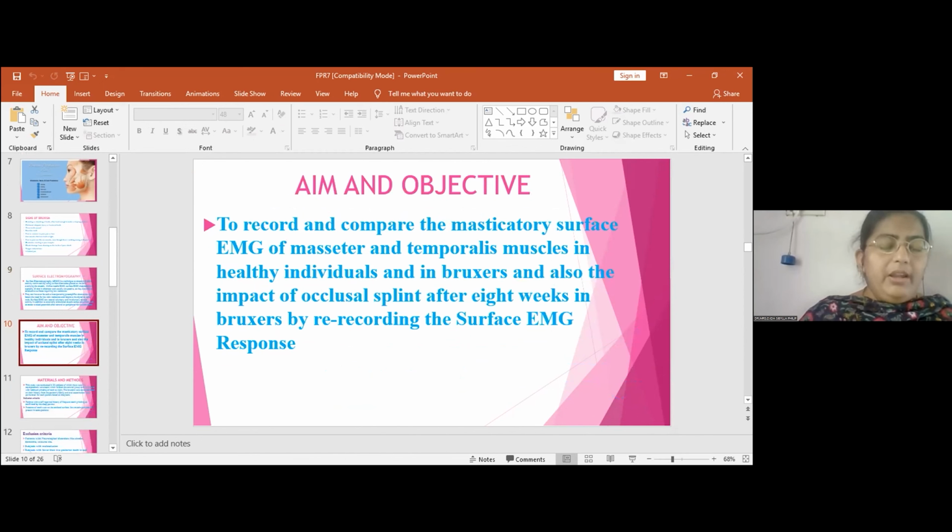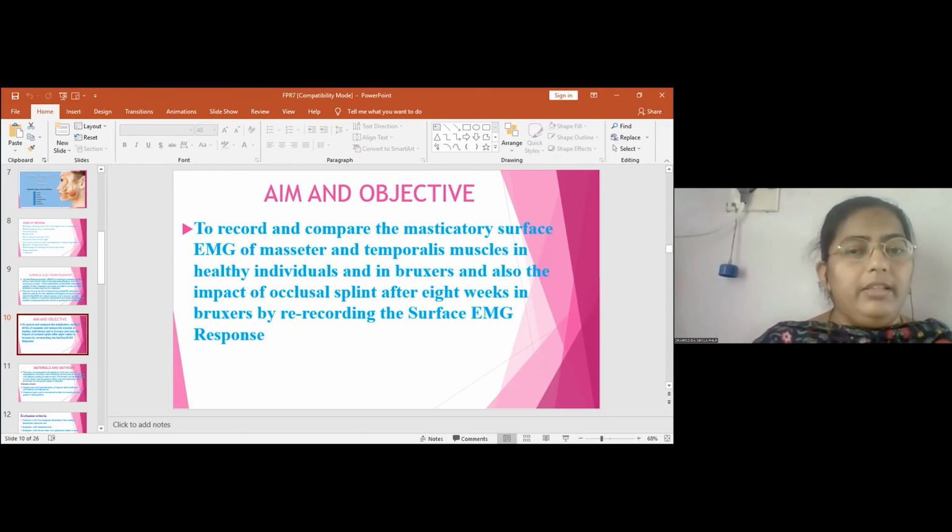The aim and objective of my study was to record and compare the masticatory surface EMG of the masseter and temporalis muscles in healthy individuals and in bruxers. After recording the surface EMG, I gave an occlusal splint. I took an alginate impression of the upper and lower teeth and gave the occlusal splint to the patient, recalled each bruxer after 8 weeks, and re-recorded the surface EMG response.